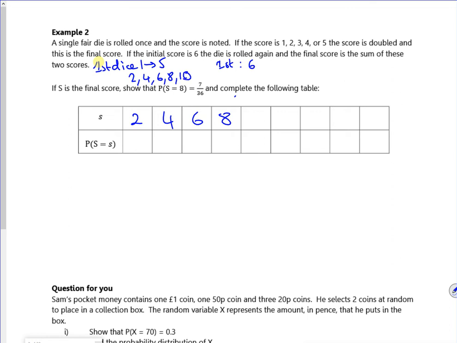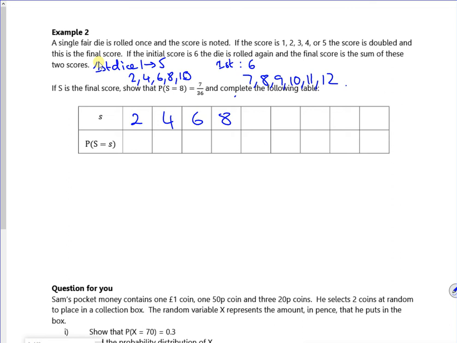So if it's a 1 to 5, we double it. If it's a 6, we then throw it again and add it on. So if I get a 6, then I can have a 7, a 6 plus a 1, an 8, a 9, a 10, 11, or 12. So those are all the outcomes that I've got. So just kind of get it right in your head.